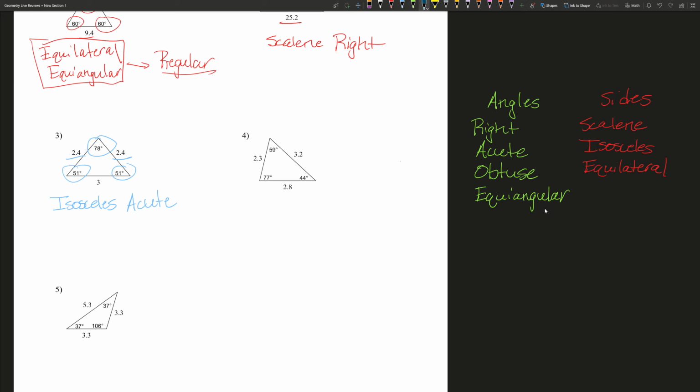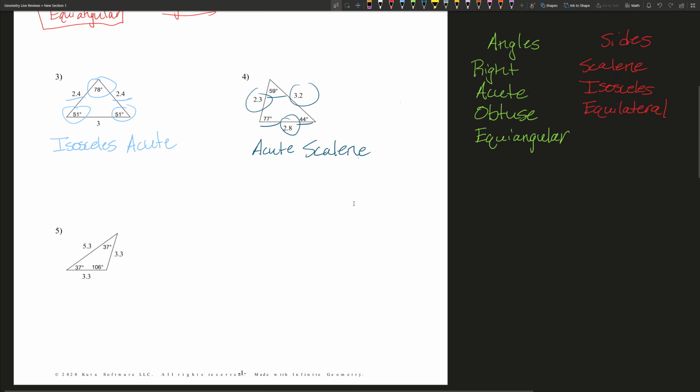On number four, all of the angles are acute. And none of the sides are congruent to one another. So this is an acute scalene triangle. Number five, two of the sides are congruent, so it's isosceles. And one of the angles is obtuse, so this is an isosceles obtuse triangle, or an obtuse isosceles triangle.